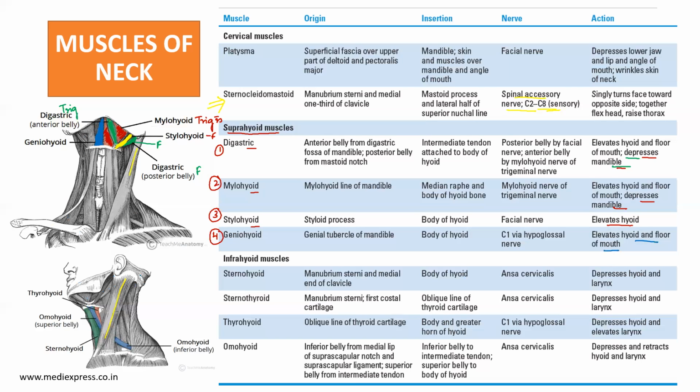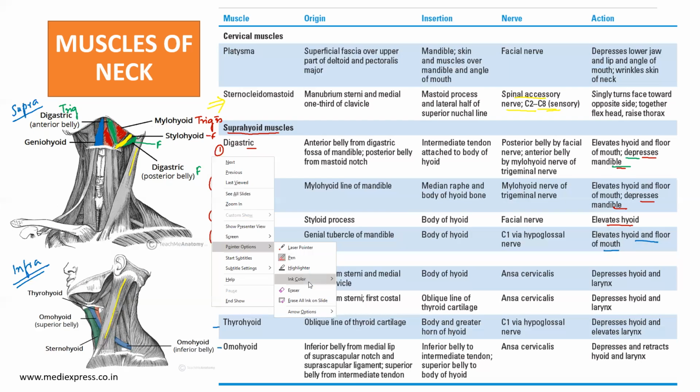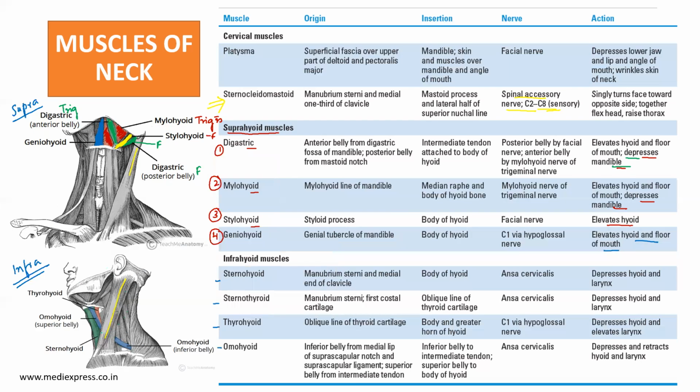So next, coming to the infrahyoid muscles. Remember, these were the suprahyoid muscles. Now the infrahyoid muscles: we have the sternohyoid, sternothyroid, thyrohyoid, as well as omohyoid. First, let's see the sternohyoid muscle, which is given in green color here.